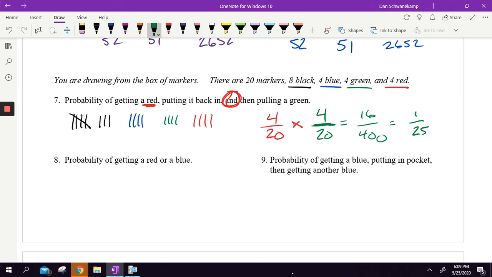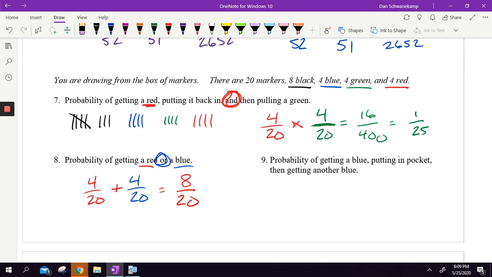What's the probability of getting a red or a blue? Okay, well, what's the probability of getting a red? Well, 4 out of 20. What's the probability of getting a blue? Well, 4 out of 20. It's or. So what am I going to do with these two numbers if it's an or question? We're adding them because I want this or that. And it should make sense that there are 8 out of 20. There are 8 possible good answers out of a total of 20 markers.